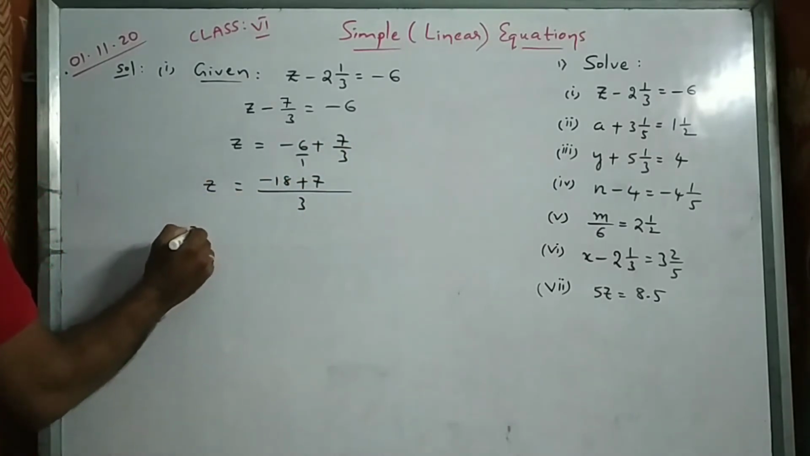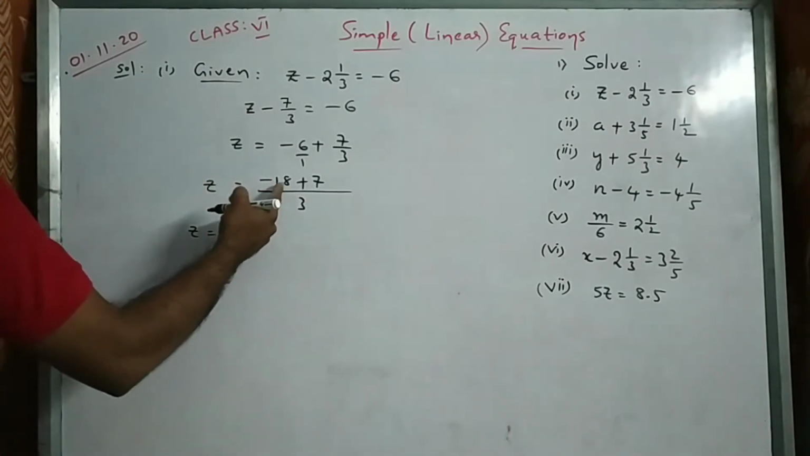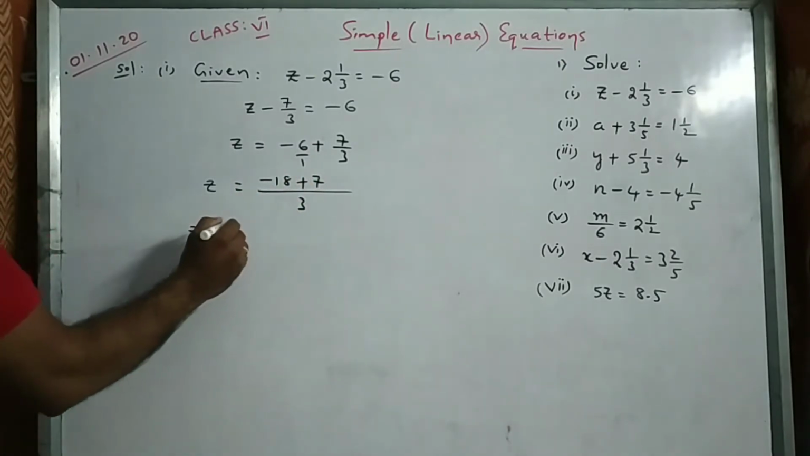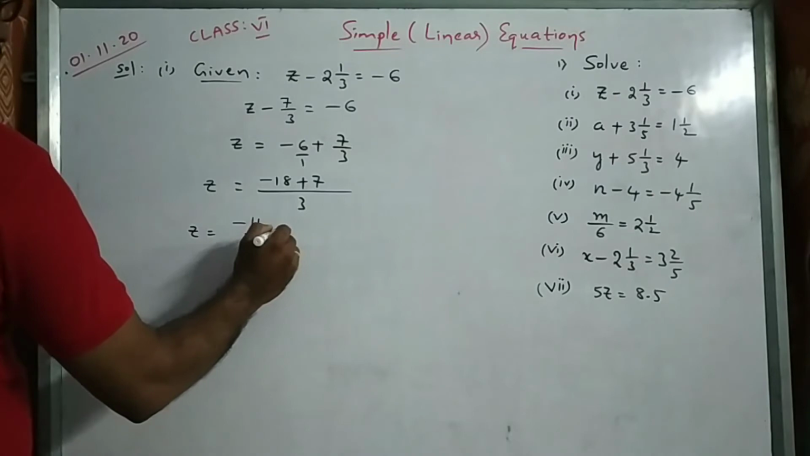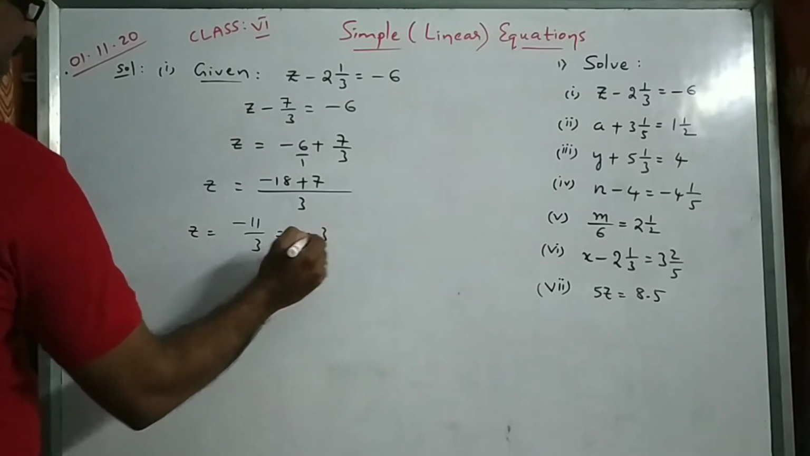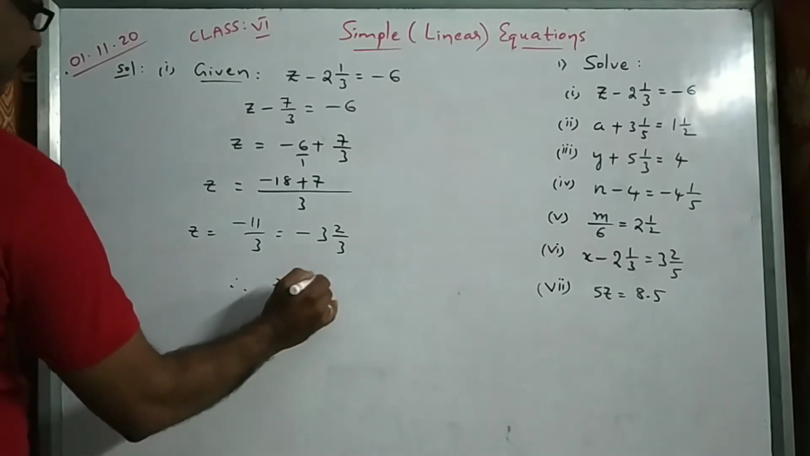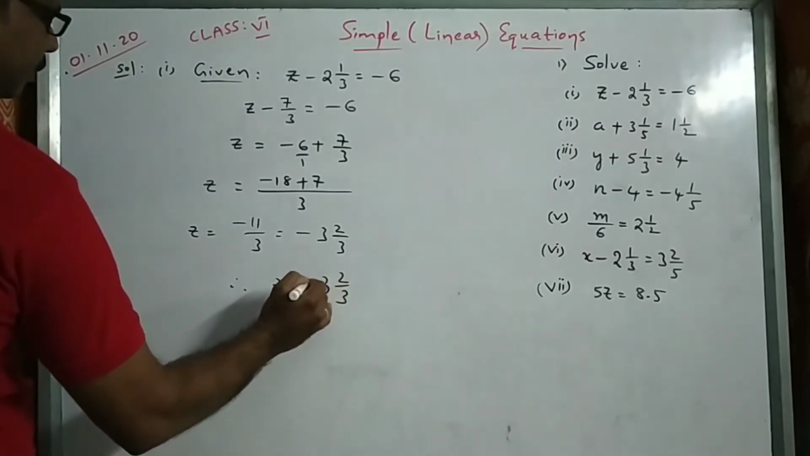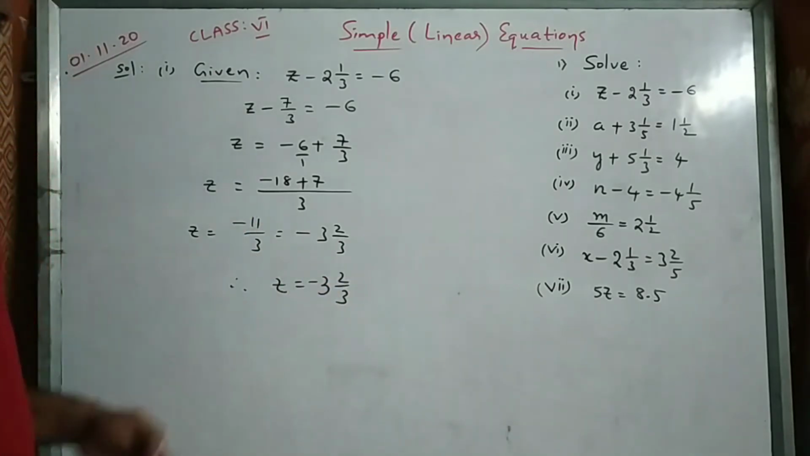That is the LCM. Now here we have two different symbols, 18 minus, 18 plus 7. So what should you do? Subtract. 18 minus 7 means 11 by 3. Or you can change it into a mixed fraction because it is improper. 3 3s are 9. What is remaining? 2 by 3. So the value of the variable here is minus 3 2 by 3, since 3 3s are 9 plus 2, 11 by 3. You can change it into a mixed fraction also.